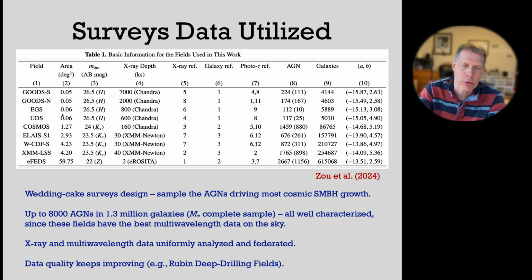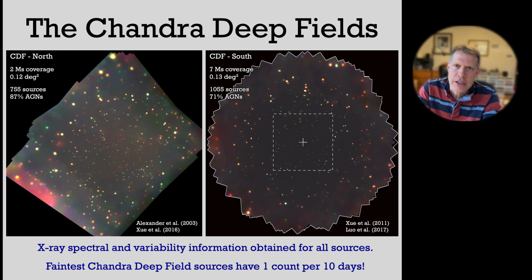The X-ray data, as we will see, is important for tracking the growth of the supermassive black holes. So first we'll talk about the very narrow field pencil beam surveys. Here are two of them. These are the Chandra Deep Fields. These are the two deepest X-ray observations that have ever been made. One is in the north up by the Big Dipper, one is in the south. This one's a 2 million second exposure, this one's a 7 million second exposure over fairly small areas.